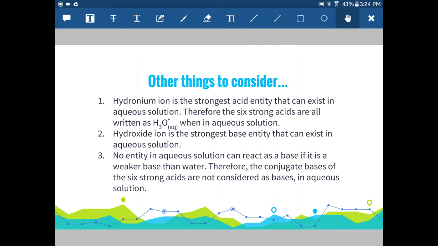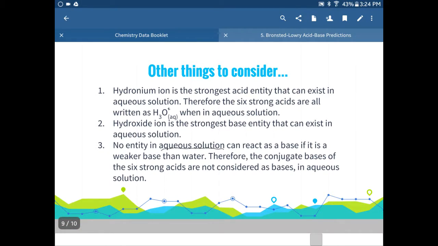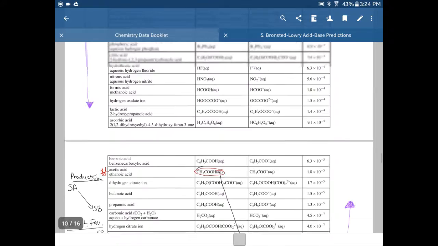As well, no entity in aqueous solution, remember, meaning dissolved in water, can react as a base if it's a weaker base than water. Therefore, its conjugate base is not considered really a base in aqueous solution. So I'll explain using the data table what I'm talking about here.